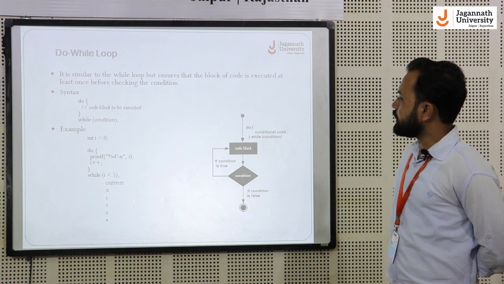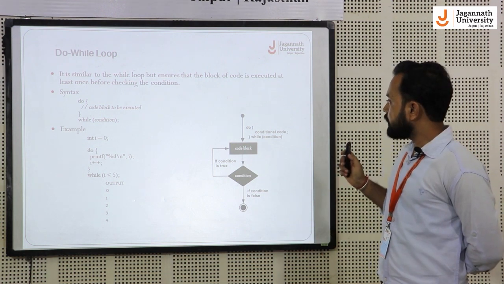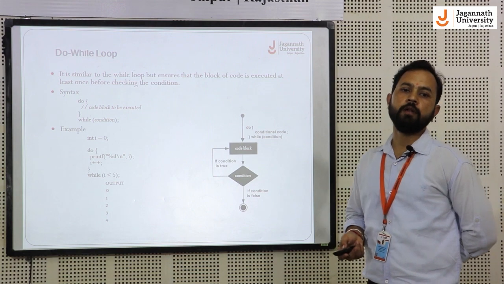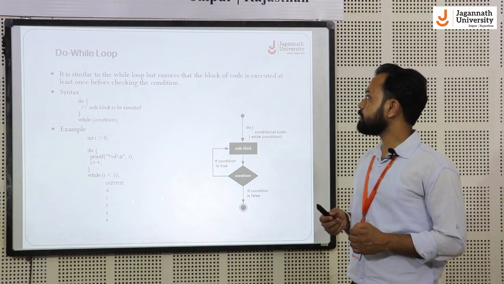The same example is given, the only difference is that it will print the value of i equal to 0 the first time, and then it will check your condition the first time. So, this is the do while loop.